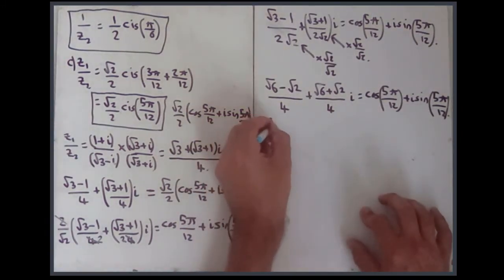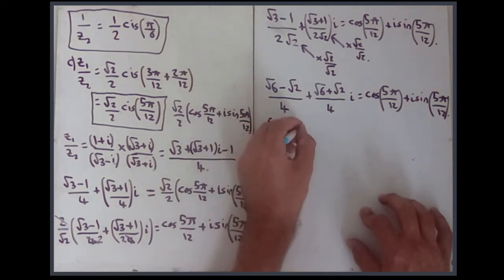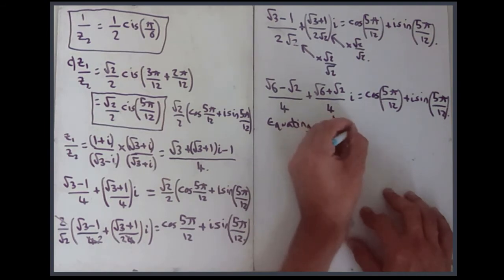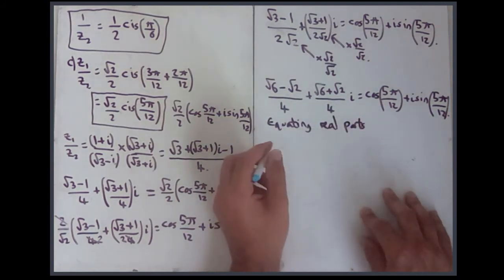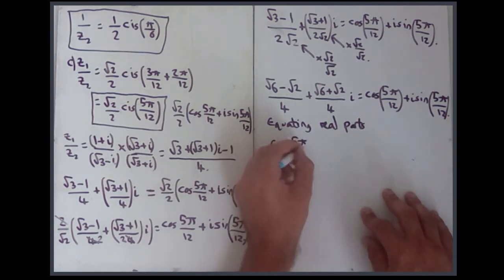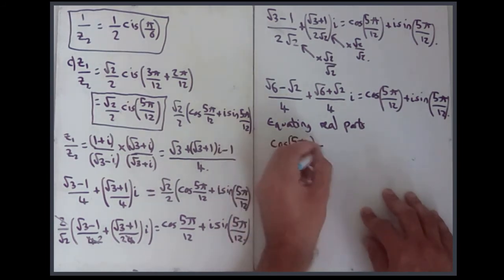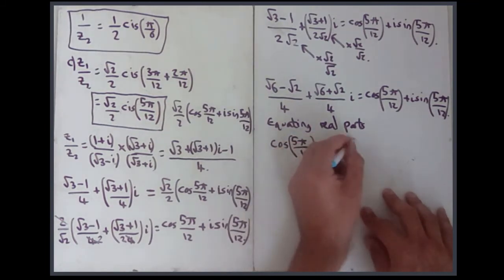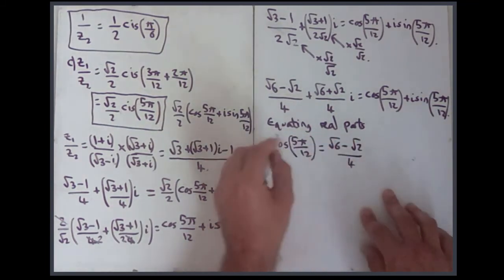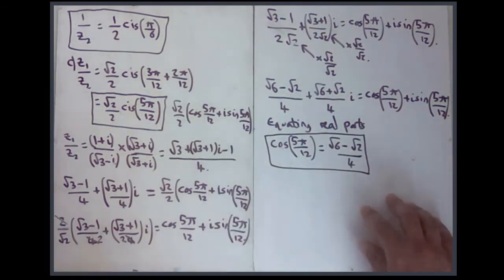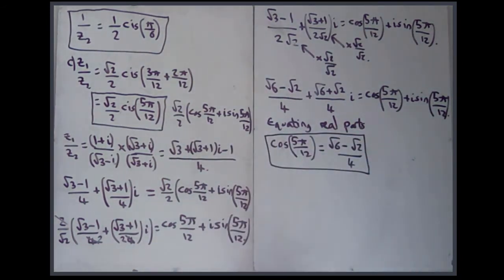So equating the real parts. Okay, so on the right hand side we have cos 5 pi by 12 equals, on the left hand side, root 6 minus root 2 over 4. Okay, so that is the first part of part D. That's what we were asked to do.